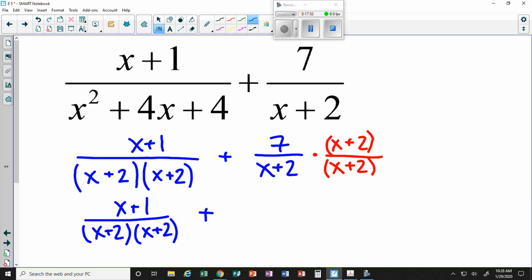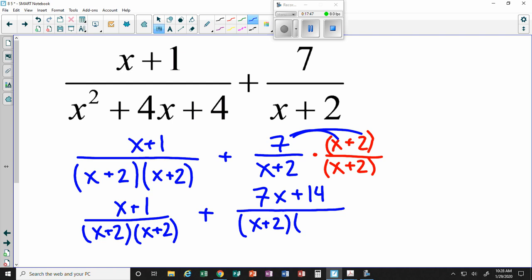Plus, over here, when I multiply this, how do I multiply 7 times x plus 2? I get what? Distribute. So it's going to be 7x plus 14 all over x plus 2, and then times that other x plus 2. So now I have my common denominator.